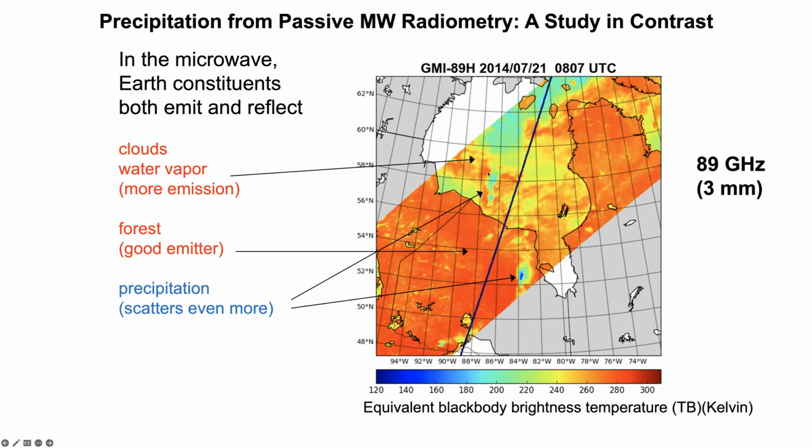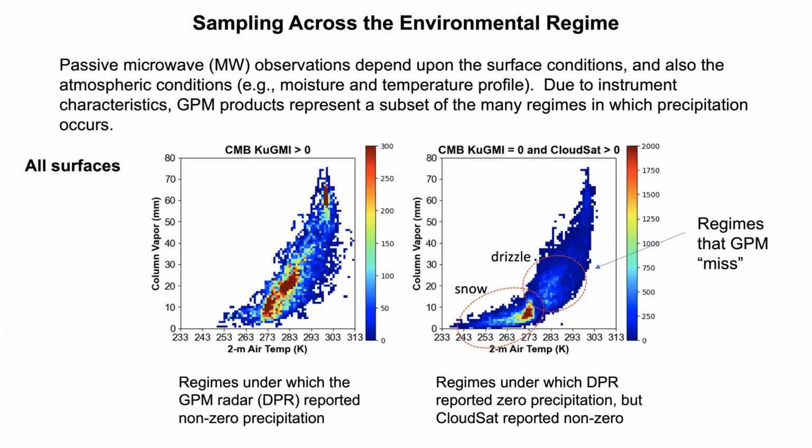So this is the big thing that you do with passive microwave radiometry. It's a study in contrast. How do you pick out the precip against the background surface, which can in some cases look like precip itself, as you see hopefully in this example.